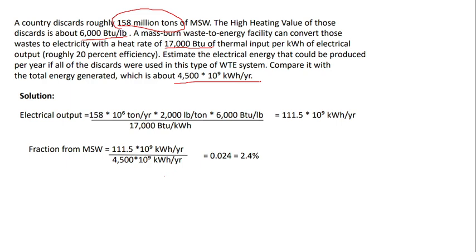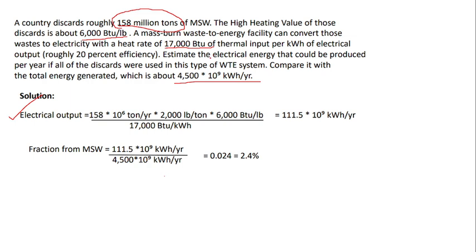First thing you have to find is the electrical output from the MSW. For that, first take the amount of the waste generated, which is 158 million tons per year, so 158 × 10^6 ton per year, and multiply. This much amount of the waste material has the heating value of 6000 BTU per LB. So multiply it with 6000 BTU per LB. Now we are converting LB to tons. So 1 ton is equal to 2000 LB. So multiply it with 2000 LB per ton and then divide it with the amount of heat energy given as the input, which is nothing but 17,000 BTU per kilowatt hour.